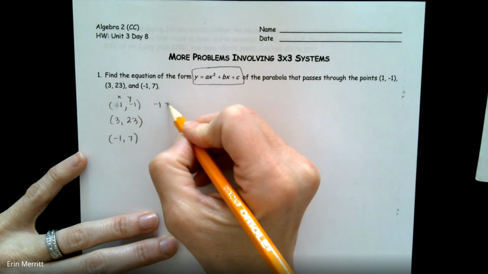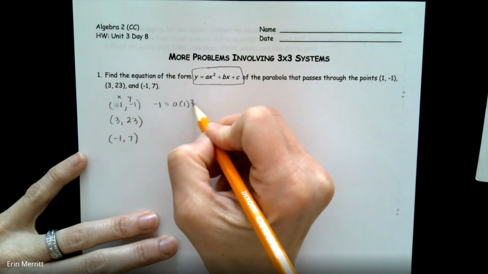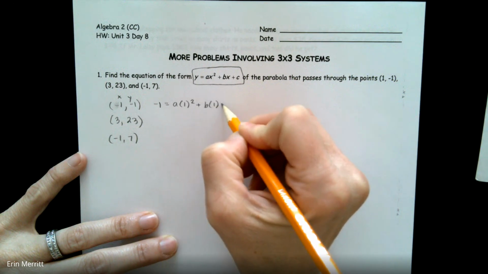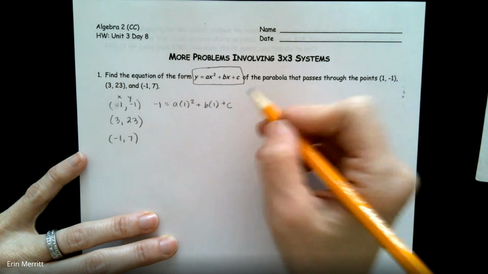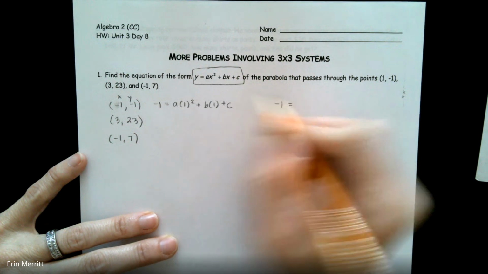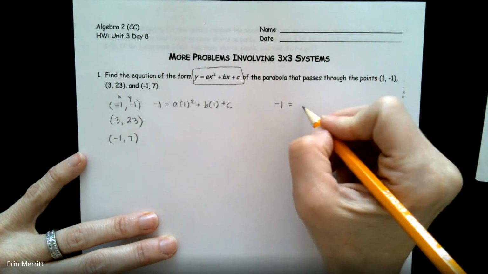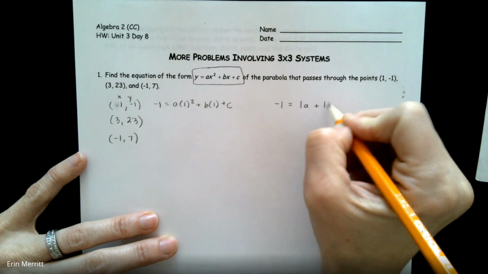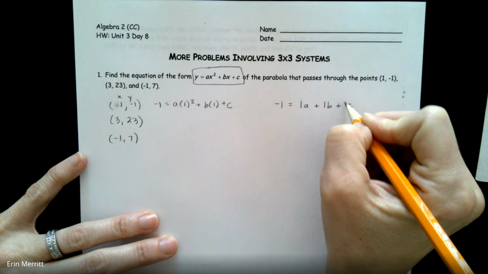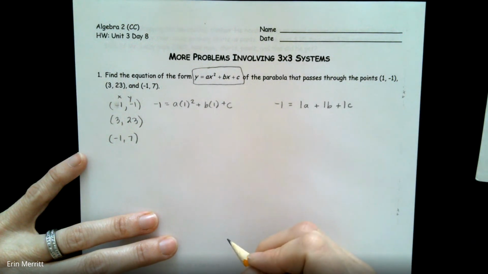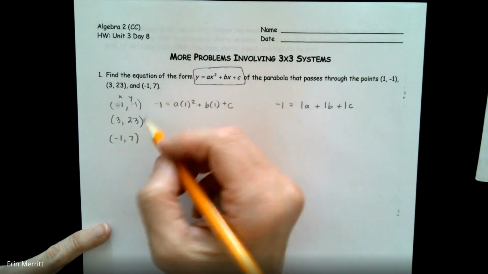So the -1 goes on the left, a times 1 squared, b times 1, and then plus c. So that is going to turn into -1 equals plain old 1a plus 1b plus 1c. Now you can put the ones in or not. That's totally up to you. I don't care.